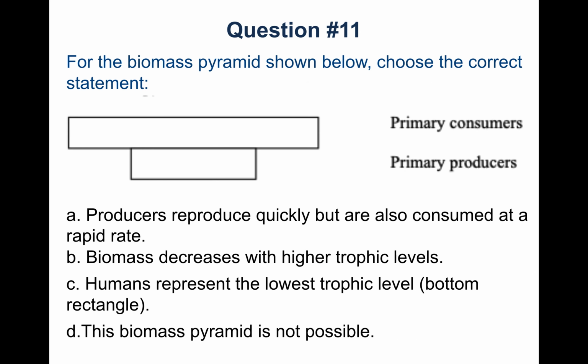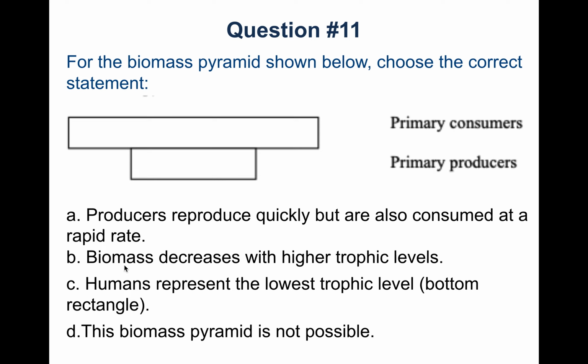All right, for the biomass pyramid shown below, choose the correct statement. Typically, if you see a biomass pyramid, you would see the primary producers having a much larger biomass than the primary consumers, and then an even smaller biomass for the secondary and smaller for the tertiary. So it would look like a pyramid, with a thicker base and a thinner top. But this one is actually opposite, all right?